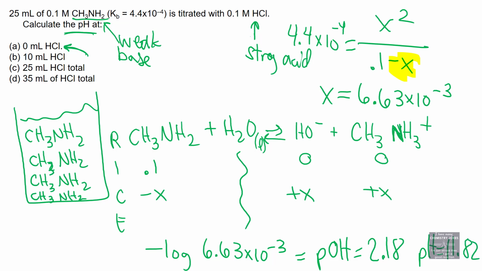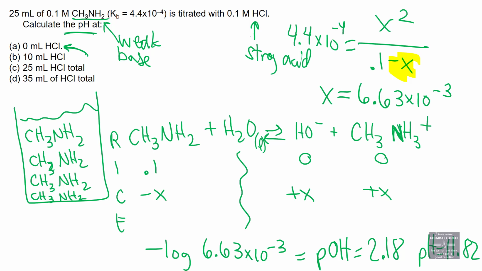11.82. So in addition to calculating pH, we're going to draw a titration curve. I'm going to make it a pretty reasonably large one. At 0 milliliters of acid added, pH, we're starting out at 11.82, right there on that y-axis.